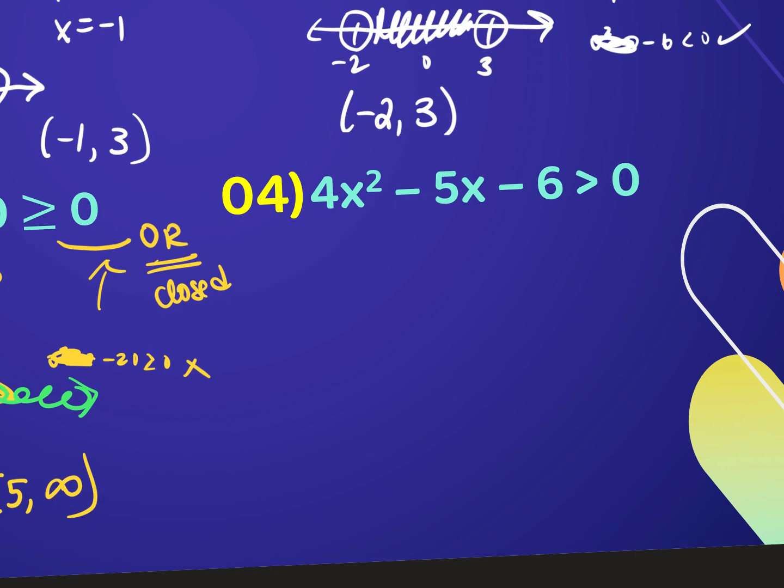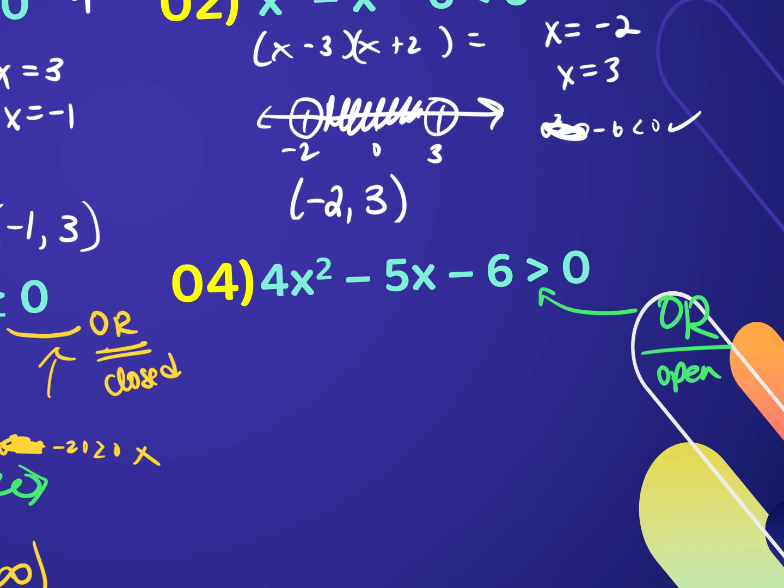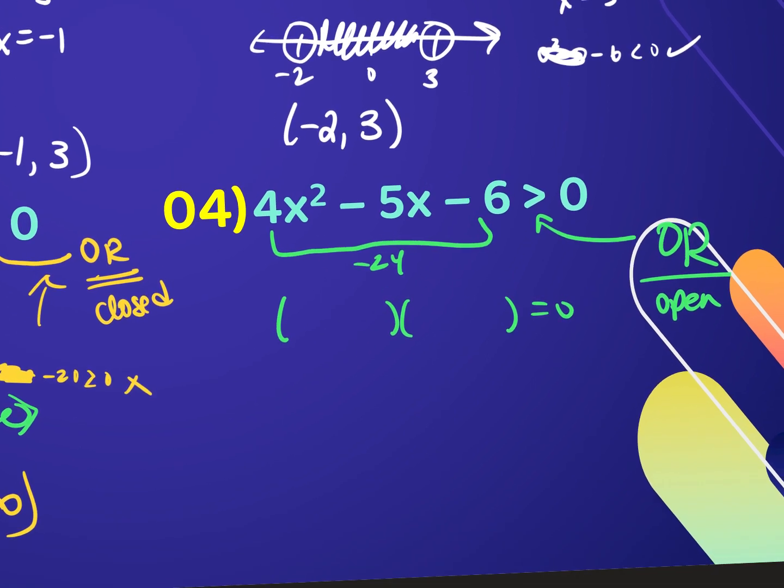Is everything on one side, 0's on the other? Yes. What does this sign say? Greater. Good. That means I'm going to color where? Outsides. Good. And do we have open or closed? Open. Perfect. All right. A is not 1, so we got to do a little work here. Negative 24. Factors of negative 24 that multiply to give me negative 24 and add to give me a negative 5. Yep. X minus 8, x plus 3.